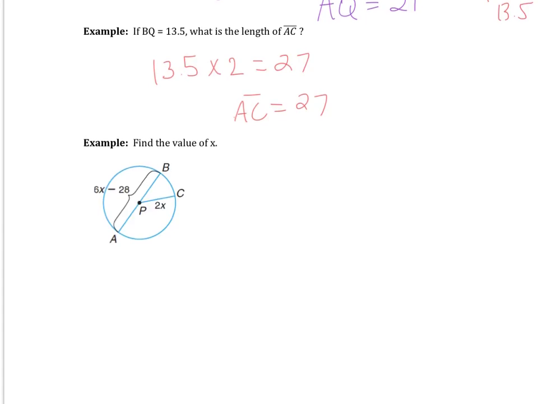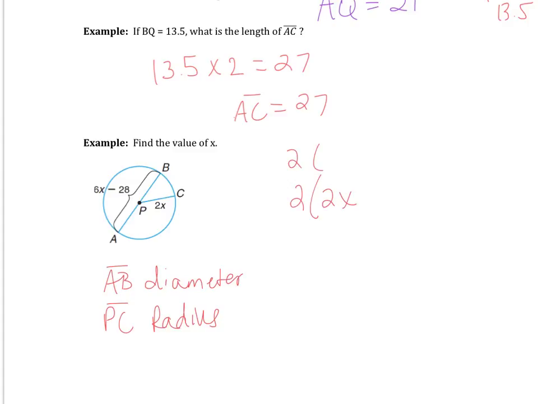All right. Last example for today is finding the value of x. So I'm going to look here to notice that I have AB is my diameter. So I'm just going to write that in here. Segment AB is my diameter. And I know that PC is a radius. So I know that 2 times PC, so 2 times BC, is equal to AB. So I'm going to fill in what I know. PC is equal to 2x and AB is equal to 6x minus 28.